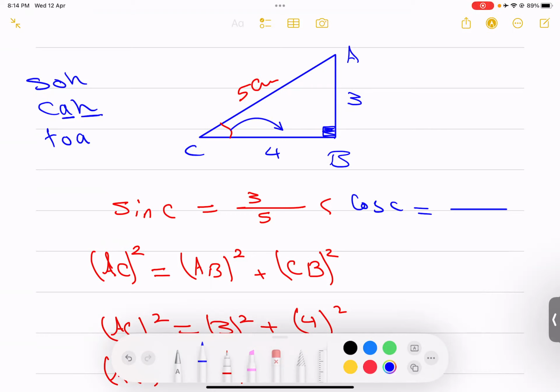Yeah, it's going to be 4. Exactly. Where is the hypotenuse? 5 centimeters. Yeah, exactly. So I got it. So what about the tan? If I want to get the tan of C, it's going to be opposite over adjacent. So it's going to be 3 over 4.